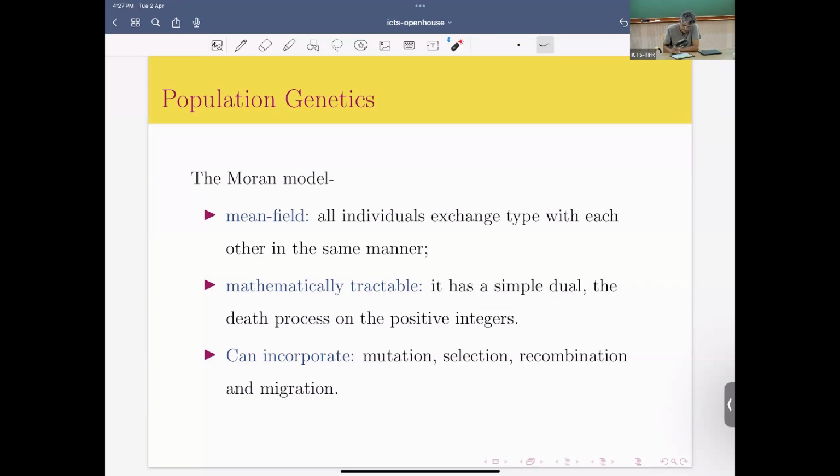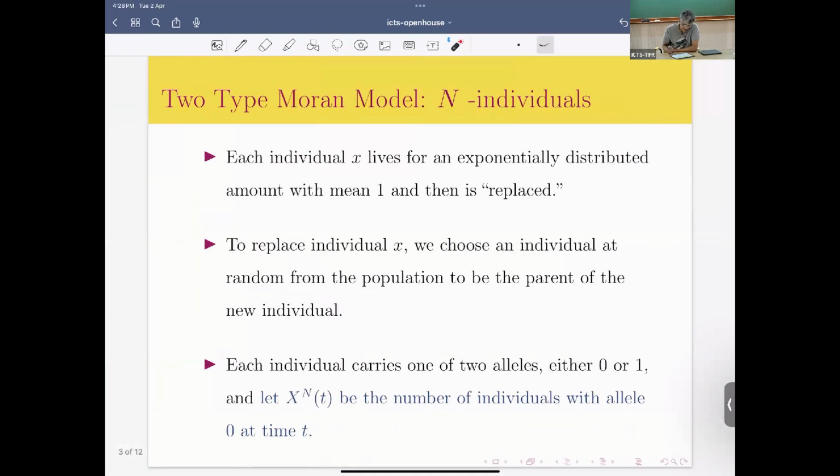And the model is simple enough that it can handle many biological aspects of genetic evolution, like mutation, selection, recombination, and migration, which I will not introduce today, but there's also one convenient coupling model to make it a very relevant model in population genetics. So the model is very simple.